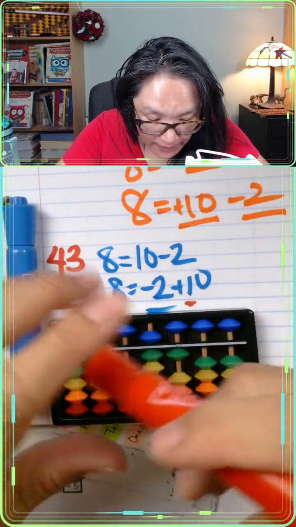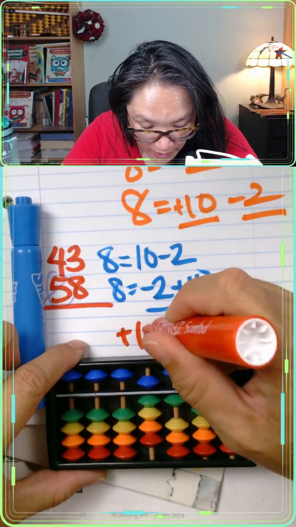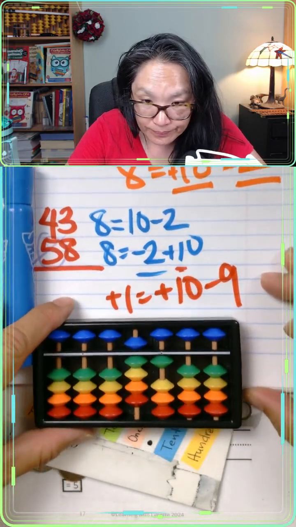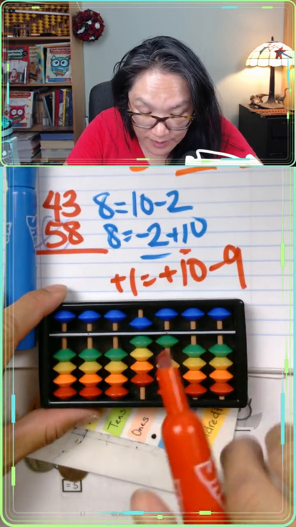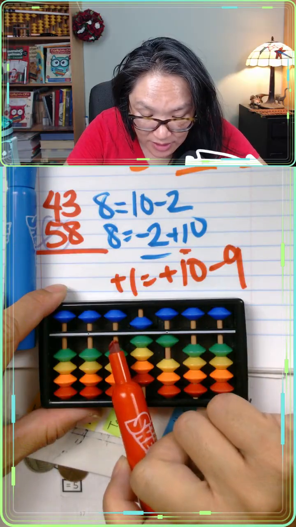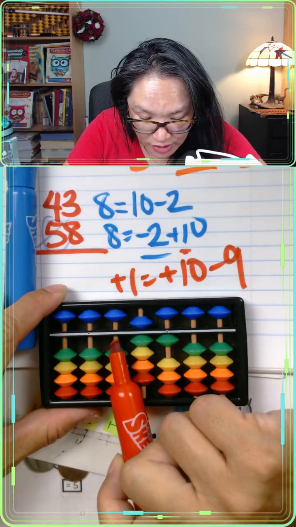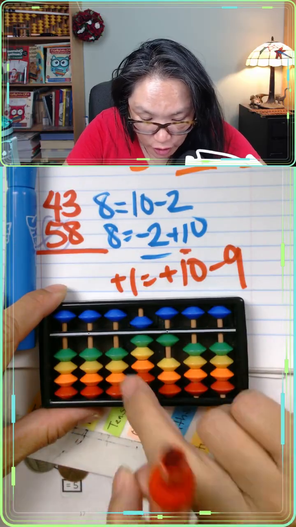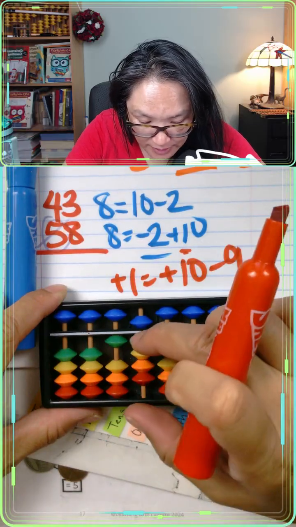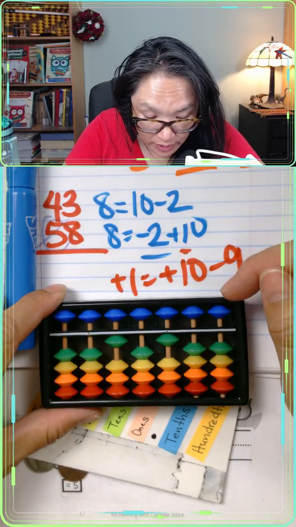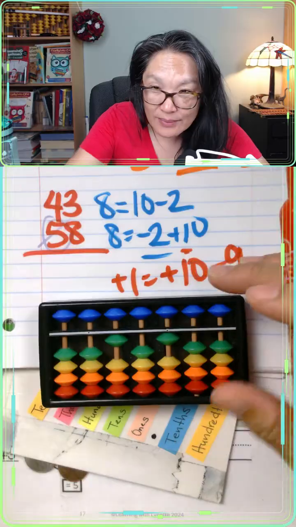What does that mean? If I showed you plus 1 is equal to plus the 10 minus 9, plus the 10 just means the next column over. It doesn't mean 3 columns over. It just means right next to it, so you don't go too far. You go plus the 10 and then take away the 9. So my final answer is 101. Does that make sense?